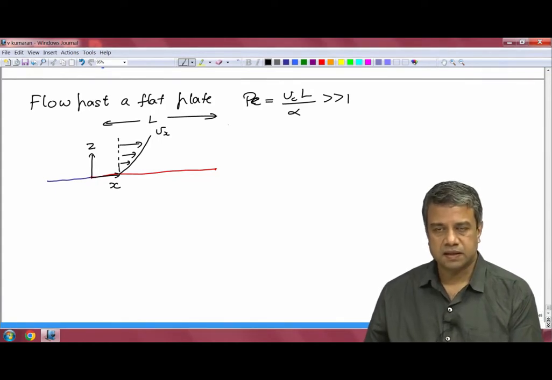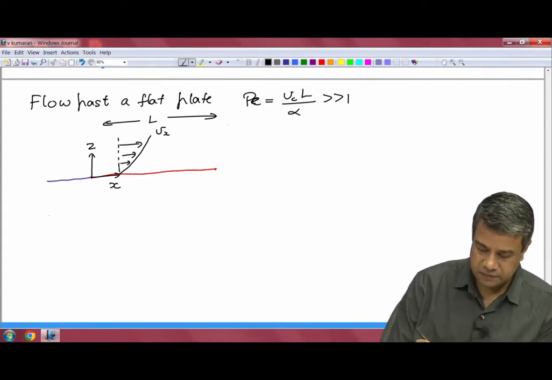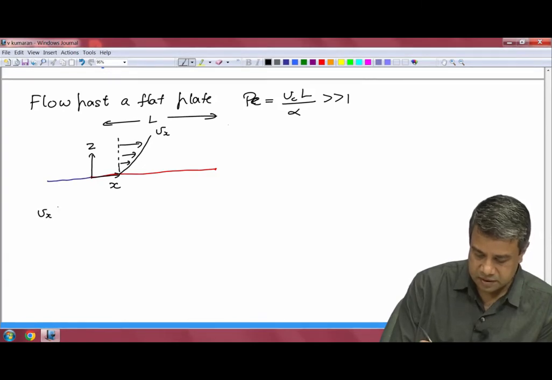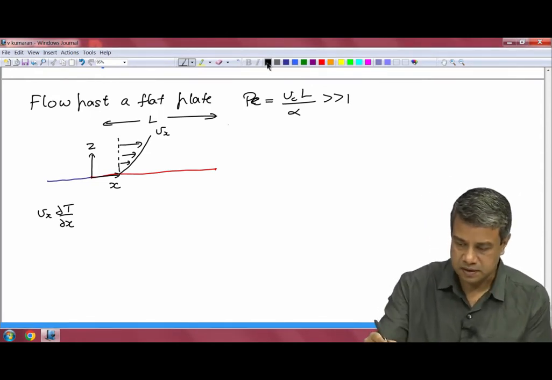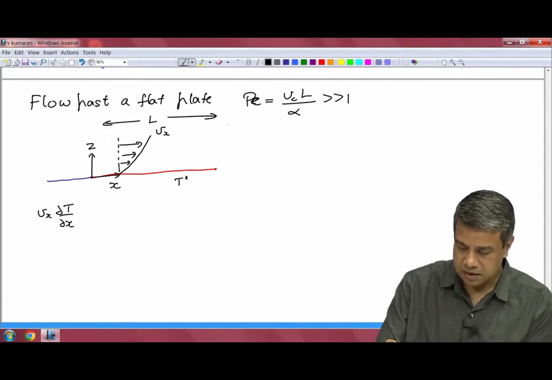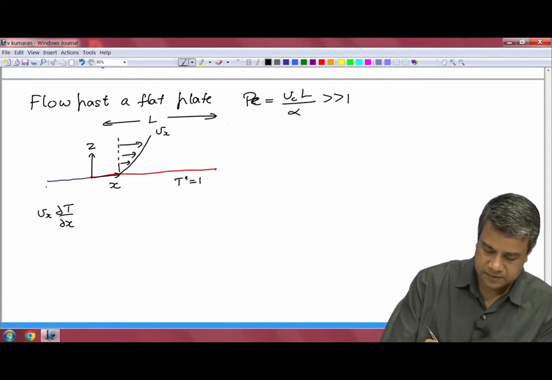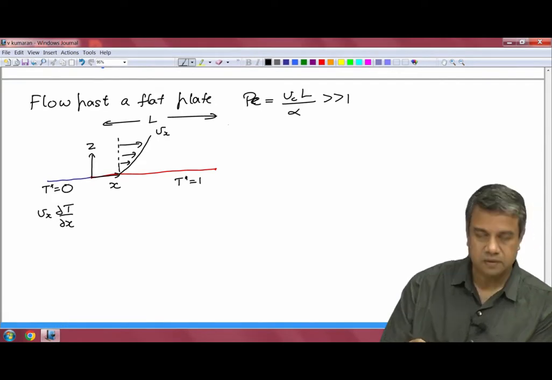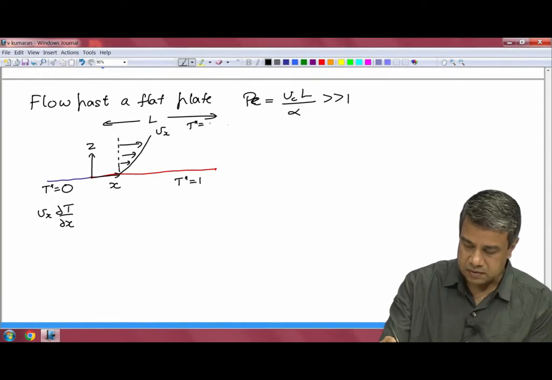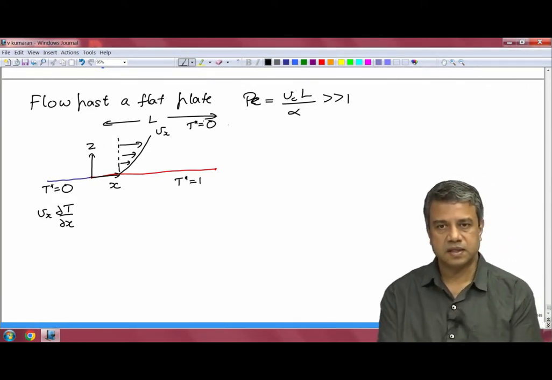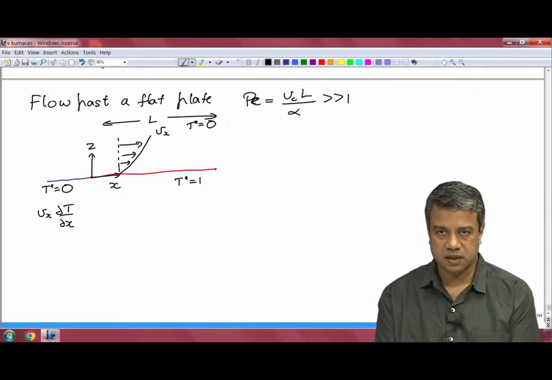And in this case, the convection diffusion equation is V x partial T by partial x. I will just work in terms of the scaled temperature. I will assume the temperature has been scaled. T star is equal to 1 on the heated surface, T star is equal to 0 before the entrance of the heated surface, and T star is equal to 0 far from the surface. So, basically you have a heated section heating a fluid that is initially at 0 scaled temperature, which has come in contact with the surface.